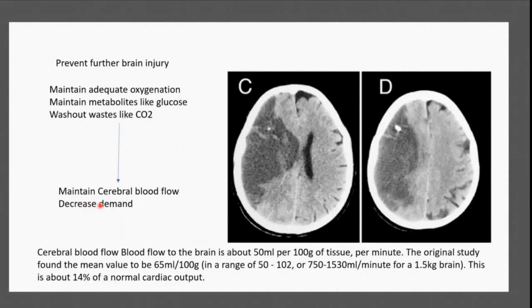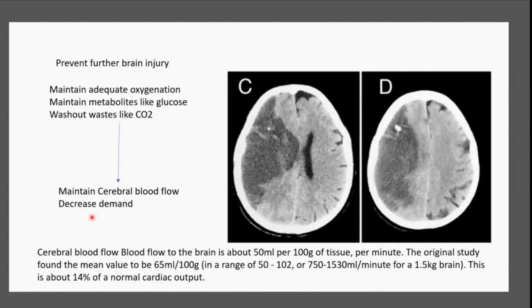So the brain itself uses about 15% of the cardiac output and extracts a large amount of oxygen from the blood. So if we can decrease the demand of the brain for oxygen by sedation, by anxiolysis, or even full anesthesia, then this may help to protect the brain against ischemia and infarction.